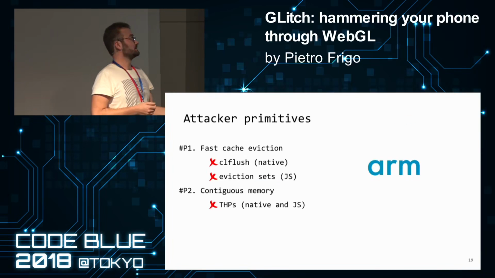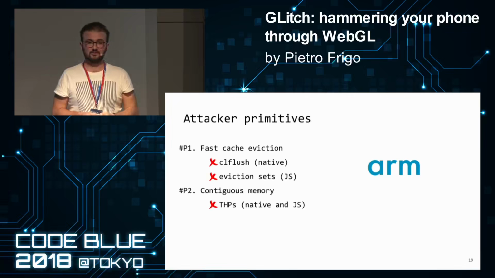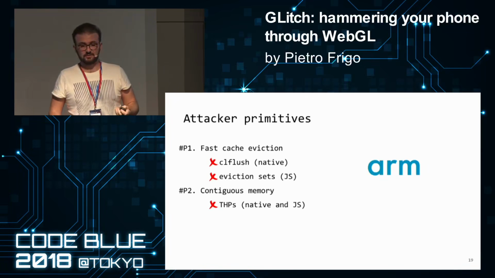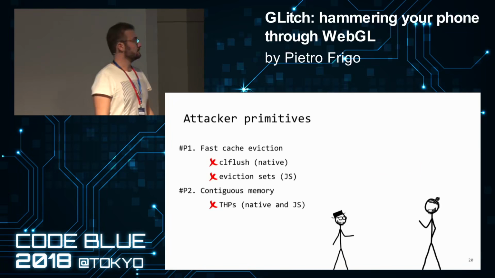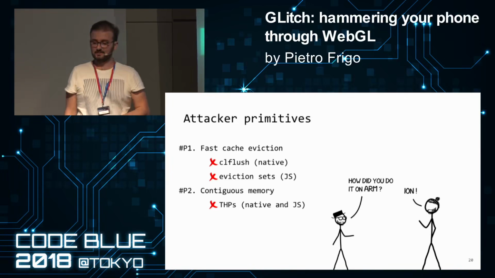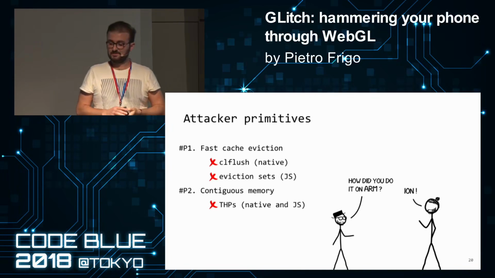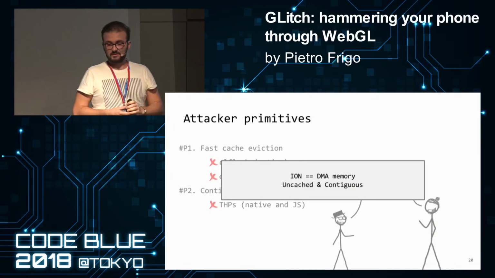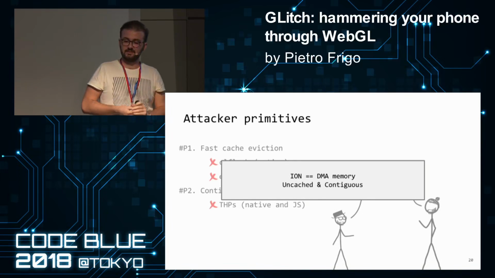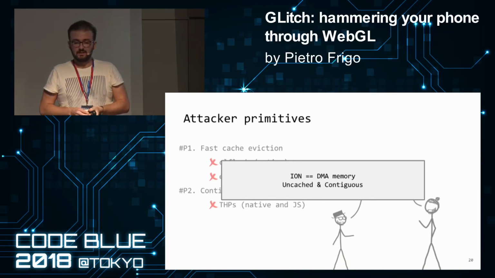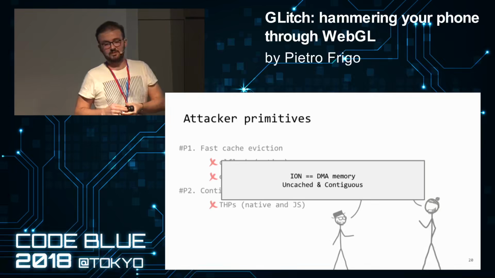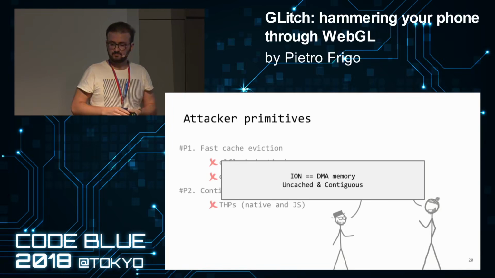And about contiguous memory, transparent huge pages are also not available. So I was wondering how Victor did it, and I asked him, so how did you do it on ARM? And he answered, Ion, and for me it was, okay, what are you talking about? Ion apparently is an API provided by the Android kernel that provides you with DMA memory. DMA stands for direct memory access, so it's memory that is usually used by peripherals.